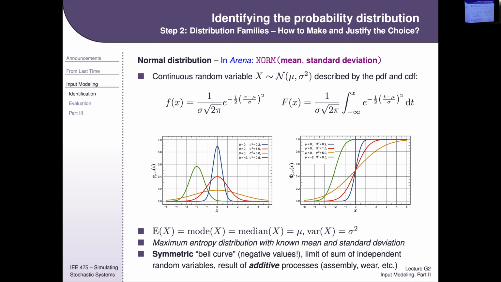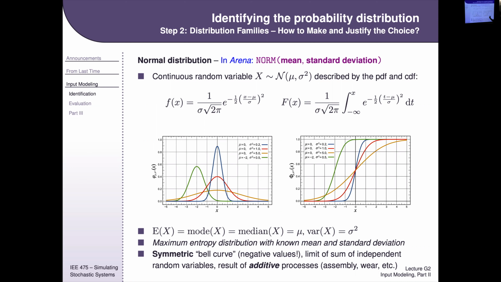Is there some reason you might believe that your distribution could be supported from negative infinity to infinity? If you're given just the mean or the standard deviation and not given the histogram, then a normal is a great one to pick. Is there a reason why you might expect these data to come from an additive process?